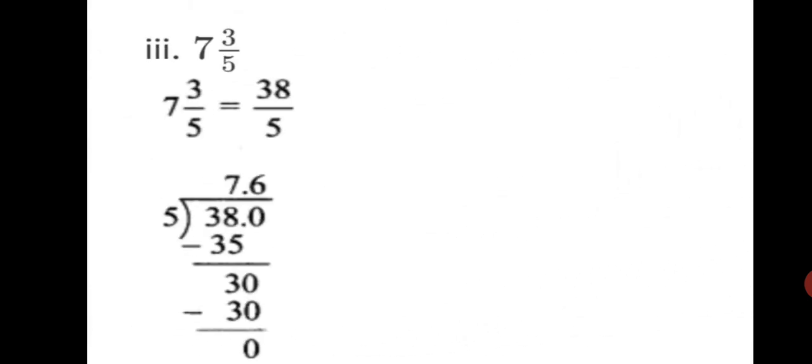Let's move on to third one. We have a mixed number here, 7 3 upon 5. Now first we convert it. 7 5s are 35. 35 plus 3 is 38. 38 upon 5 is the fraction that we have got. Now we will divide 38 by 5. 5 7s are 35. Remainder 3.